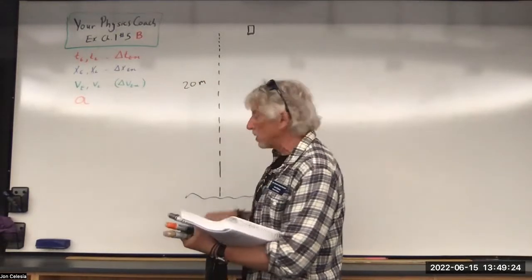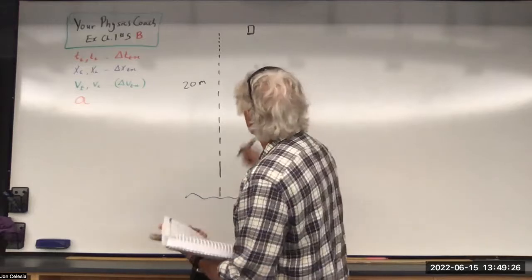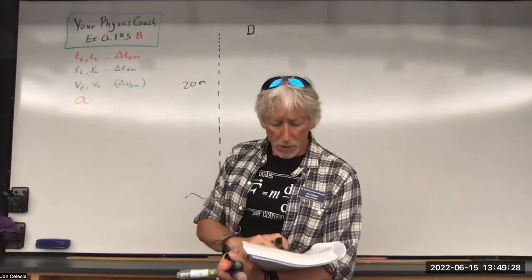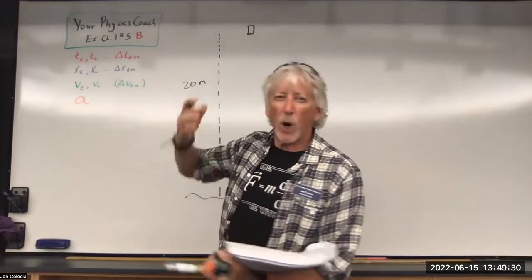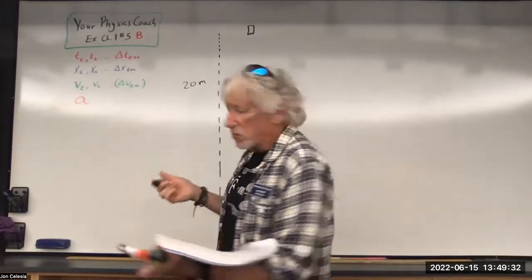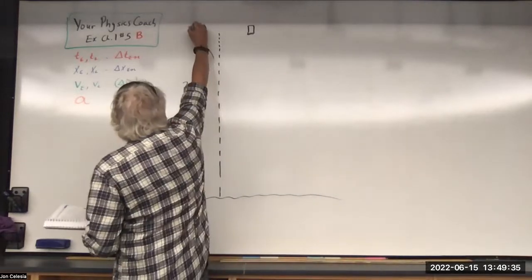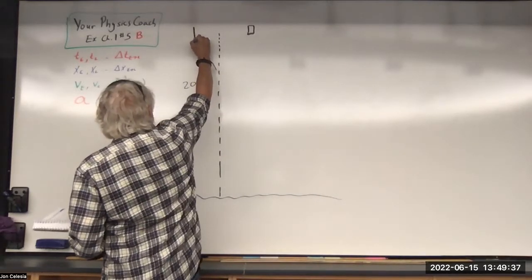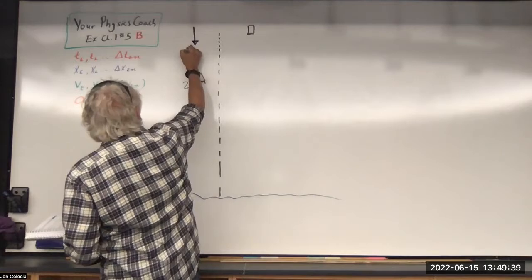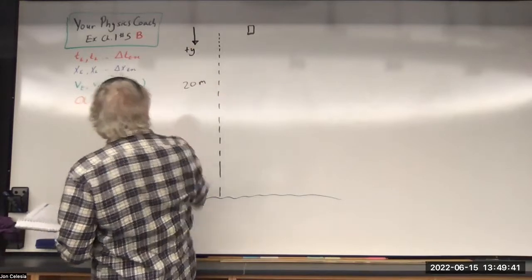So I know the bird's flying down. I'm going to choose down to be positive. And we often use vertical Y for position. We could use X, doesn't matter. So I'm going to choose this. Now you could choose up to be positive. If you're consistent, that's fine. I'm going to call it plus Y.